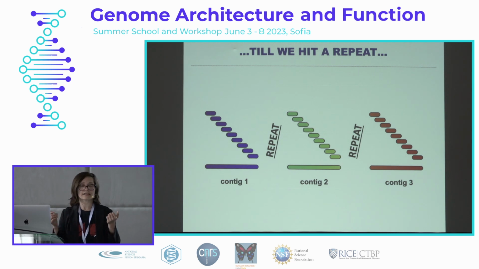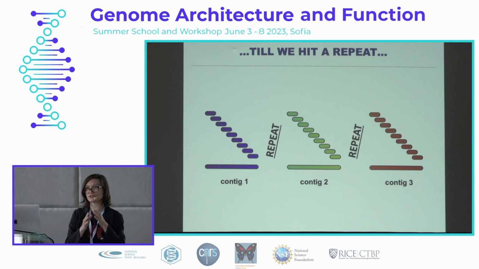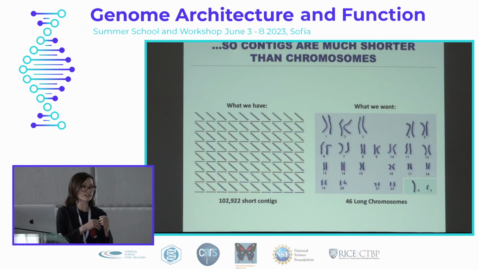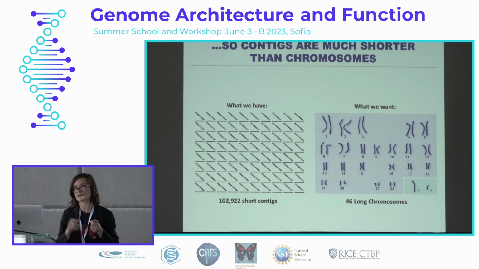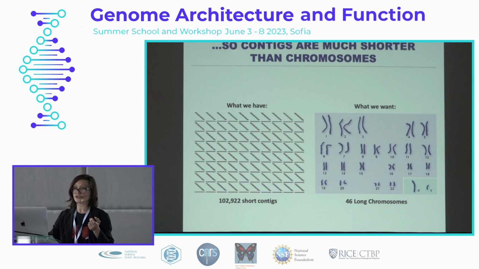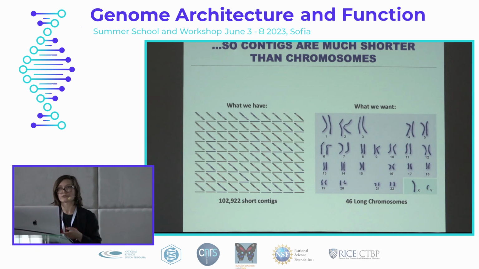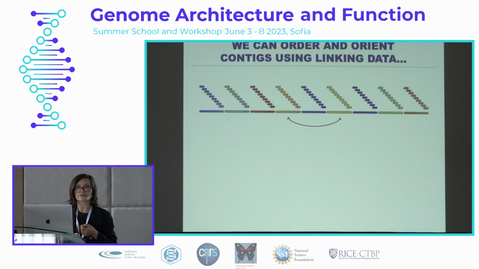The problem is that the genomes contain repeats, and as you hit a repeat, the overlaps lead to ambiguities. And so instead of, let's say, 46 very long sequences for something like a human genome, we get 100,000 very short contigs. And nobody likes that. It's very difficult to interpret. You get the end of the gene here. You don't know any control sequences anywhere. Basically, people really want to have something that looks more like chromosomes. So what do we do?